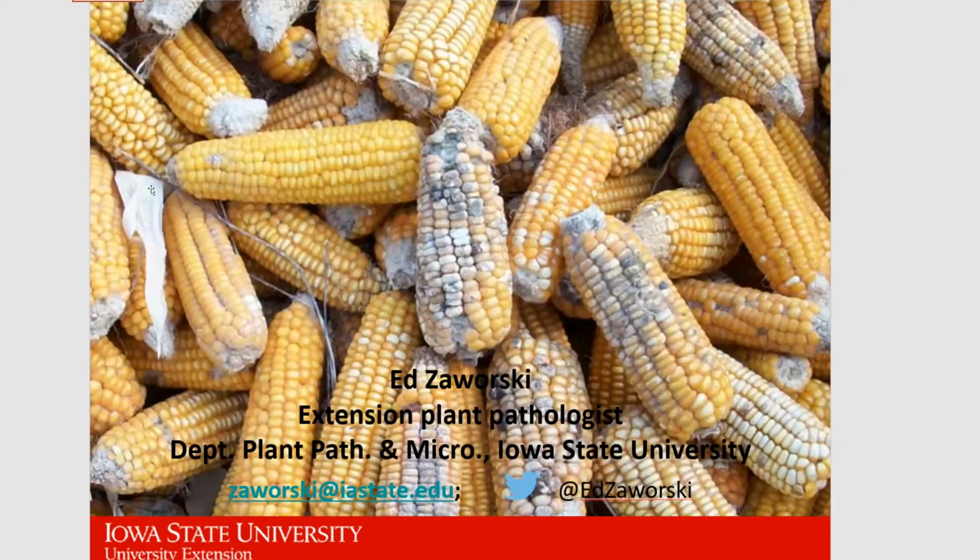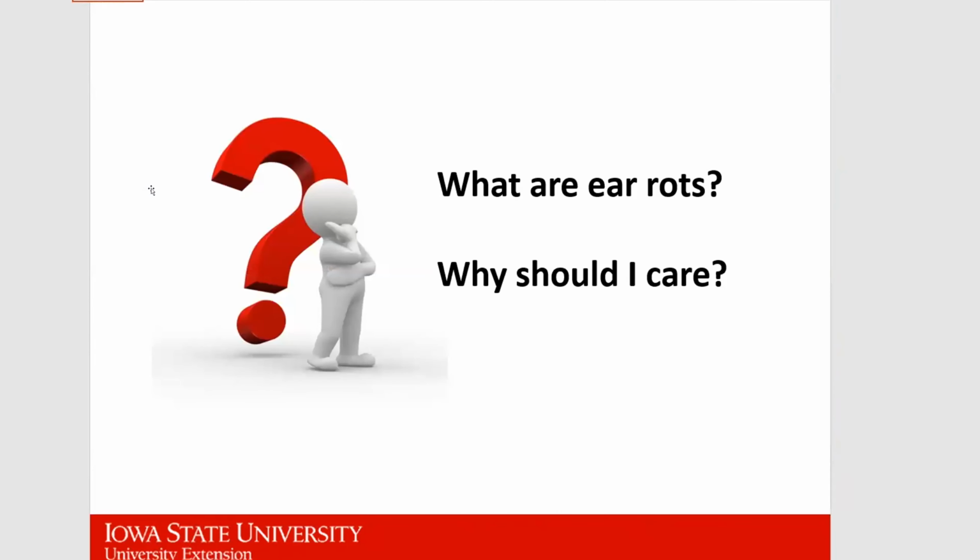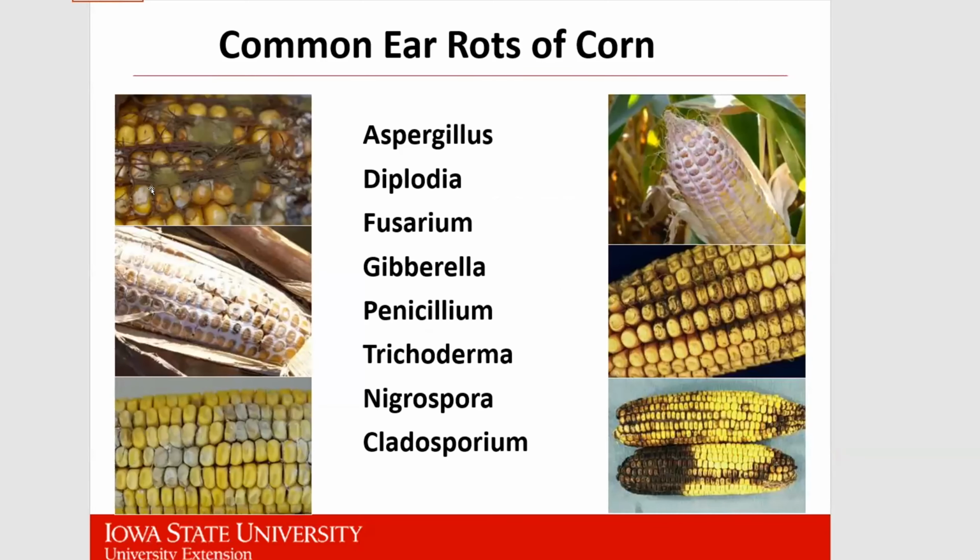So I'm going to give an overview here about what the common ear rots are that we see, what mycotoxins they produce, and how you can mitigate damages and losses from those. First of all, we're going to talk about what ear rots are and why you should care, which is mycotoxins, right? The common ear rots that we see in corn are listed here.